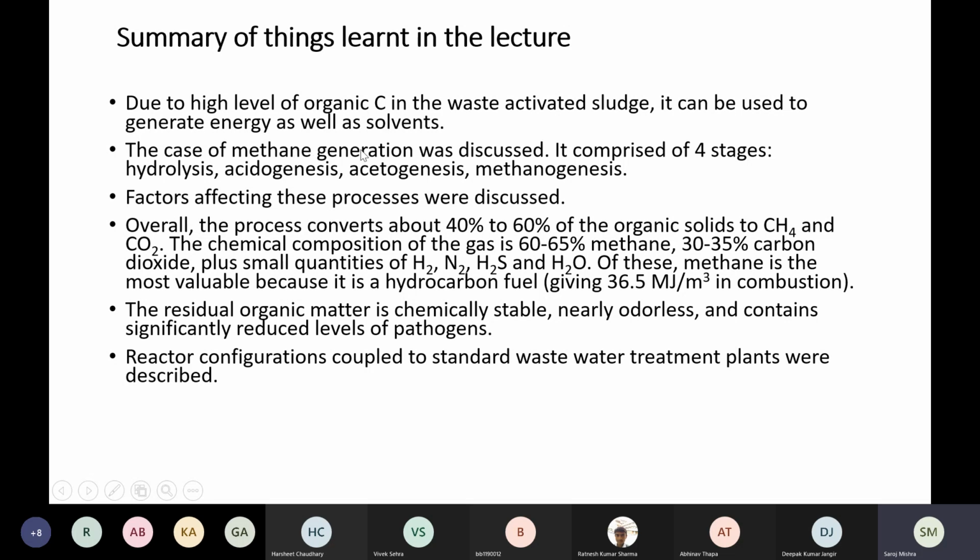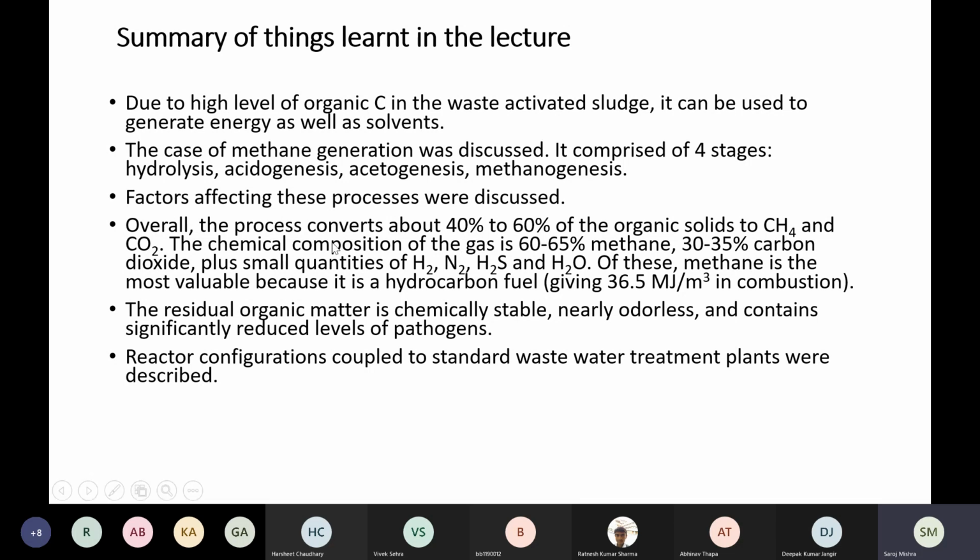The case of methane generation is discussed. It comprises 4 stages, which are called hydrolysis, acidogenesis, that is production of volatile fatty acids, acetogenesis, which is production of acetic acid, and finally methanogenesis. These are the 4 stages of anaerobic digestion. Factors affecting these processes were discussed. Overall, the process will convert about 40 to 60% of the organic solids to methane and carbon dioxide.